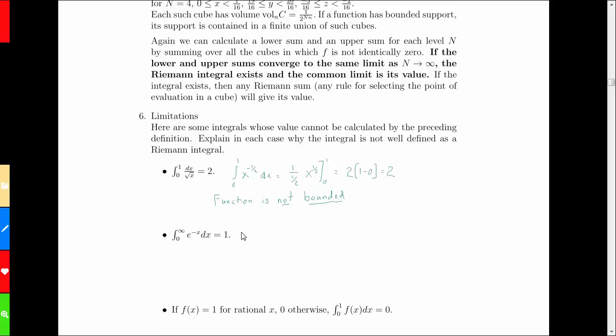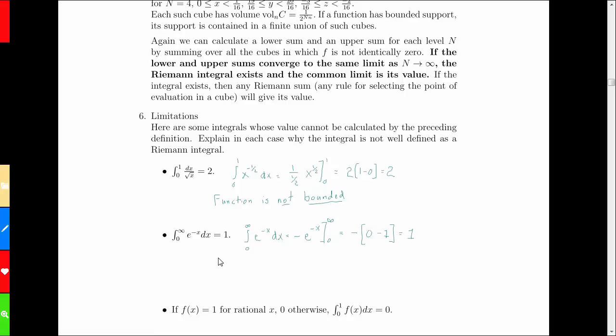Another one, integral of e to the minus x from 0 to infinity. Everyone knows how to do that. Take the antiderivative of e to the minus x, which is minus e to the minus x, evaluate it at the limits 0 and infinity, plug in infinity at the upper limit and get 0, plug in 0 at the lower limit and get 1, and the answer is 1.